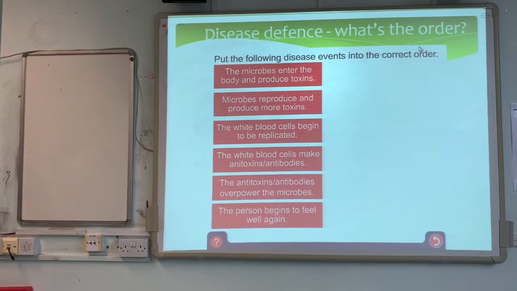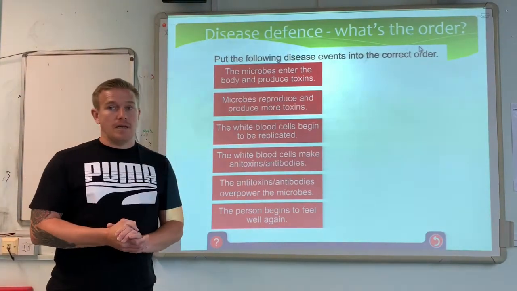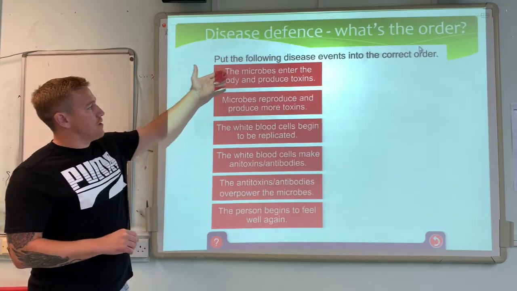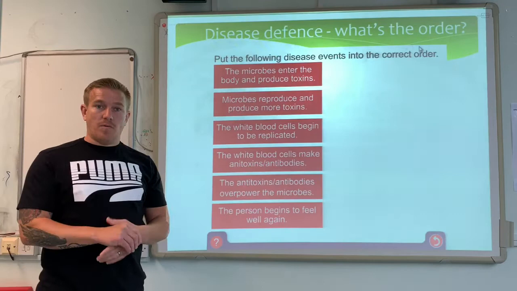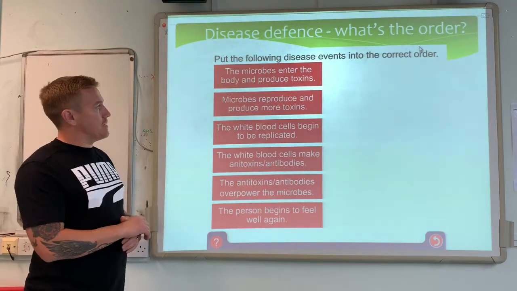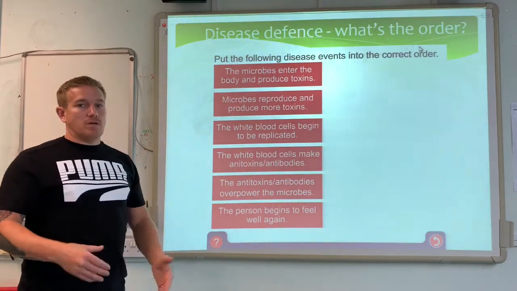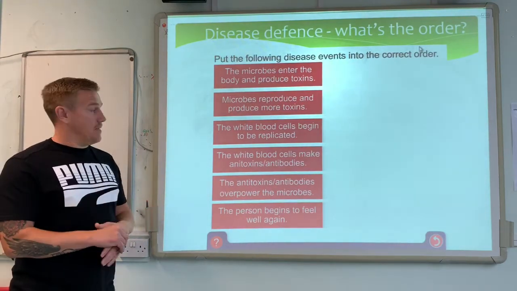So let's look at how we deal with this. Our body can deal with some disease in our body when it occurs. If those microbes enter the body and produce toxins, those toxins are coming from the bacteria, and we're talking specifically in this area about bacteria. The microbes will reproduce more and more toxins and make that section of the body ill and inflamed and infected.